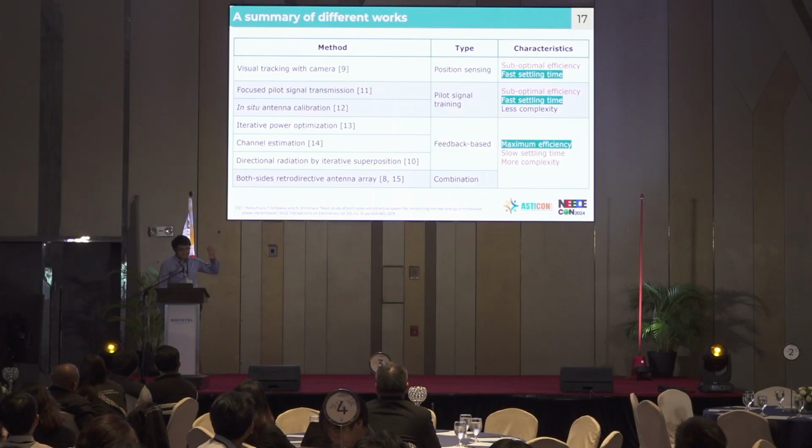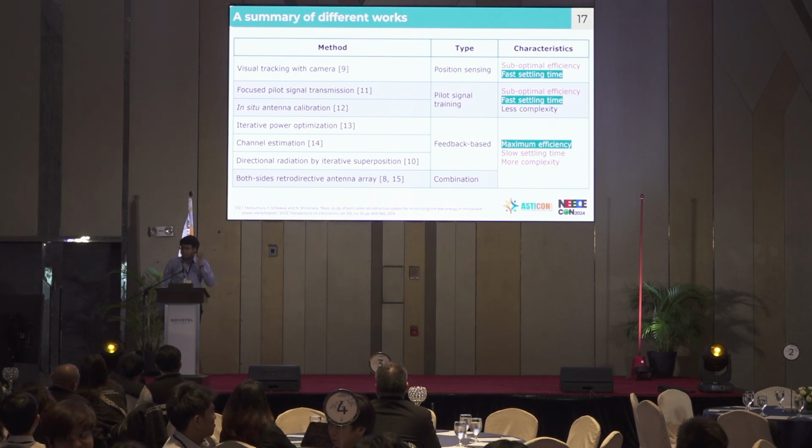These are the summary of all the works that we've reviewed for the different methods. Basically, you can see here that there's a trade-off between your feedback, your settling time, how fast your system settles, compared to achieving the maximum possible efficiency. If you want to be fast, it's going to be hard to achieve maximum possible efficiency. But if you have enough time to adjust, you're able to transmit in the maximum efficiency mode.